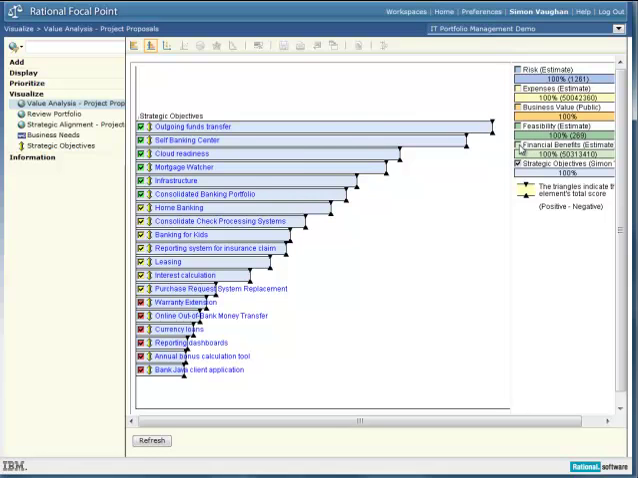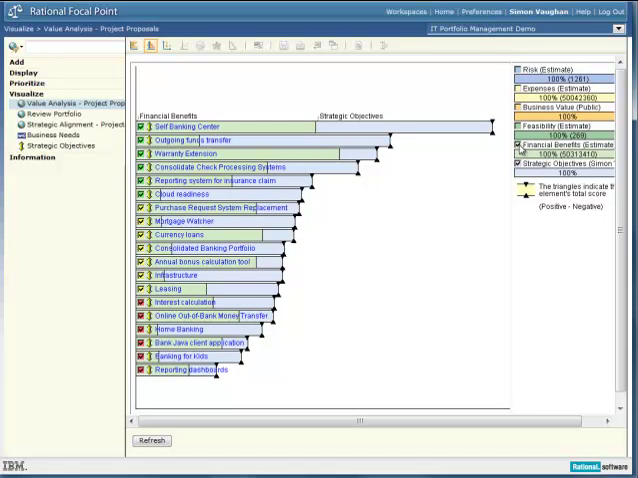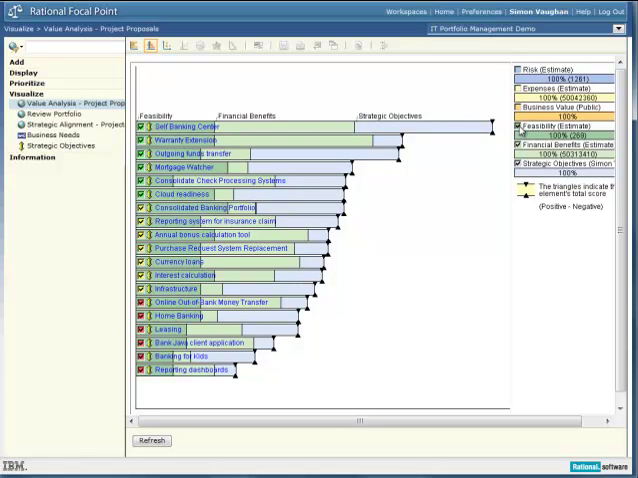I can begin to combine in some additional information, in this case from the business case about the financial benefits. And you can see that the rank ordered list now changes based on those 2 different measures, and cloud readiness as an example has slipped down because the benefits from the business case are a lot less than some of the other initiatives.